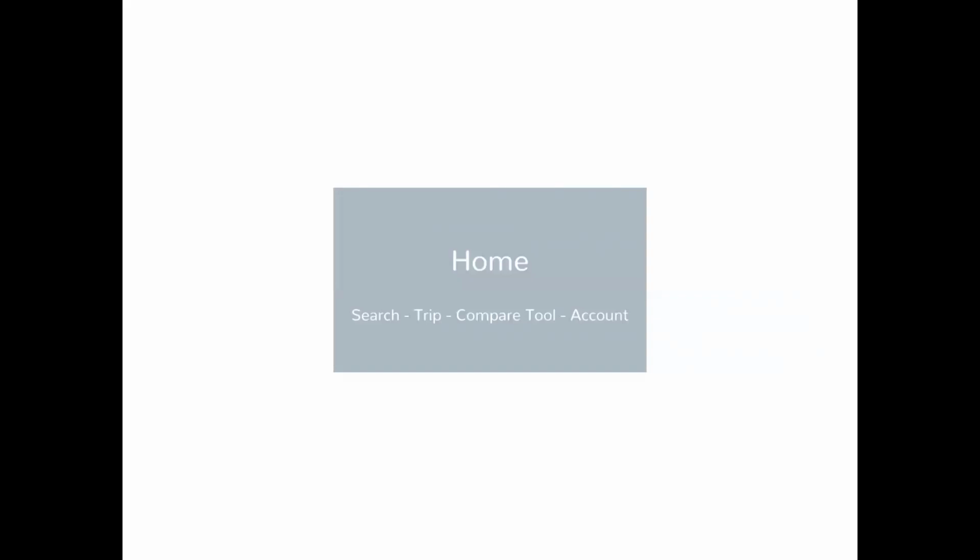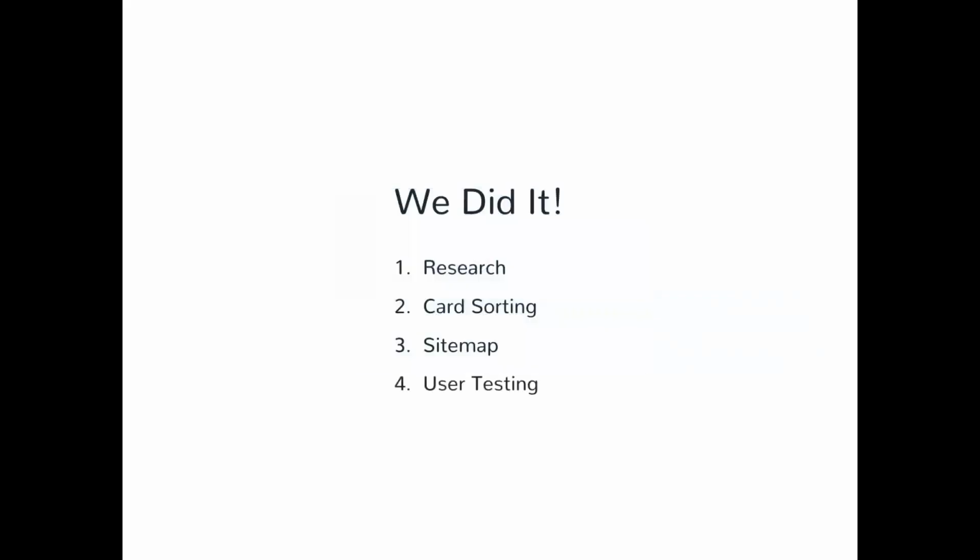If they had a hard time completing tasks, then we know that we'll need to revisit our sitemap and either adjust the paths or change how we're labeling the information. But if you're getting around 90% of your tests successful, then you can be pretty confident that you have a usable information architecture. And there you have it.